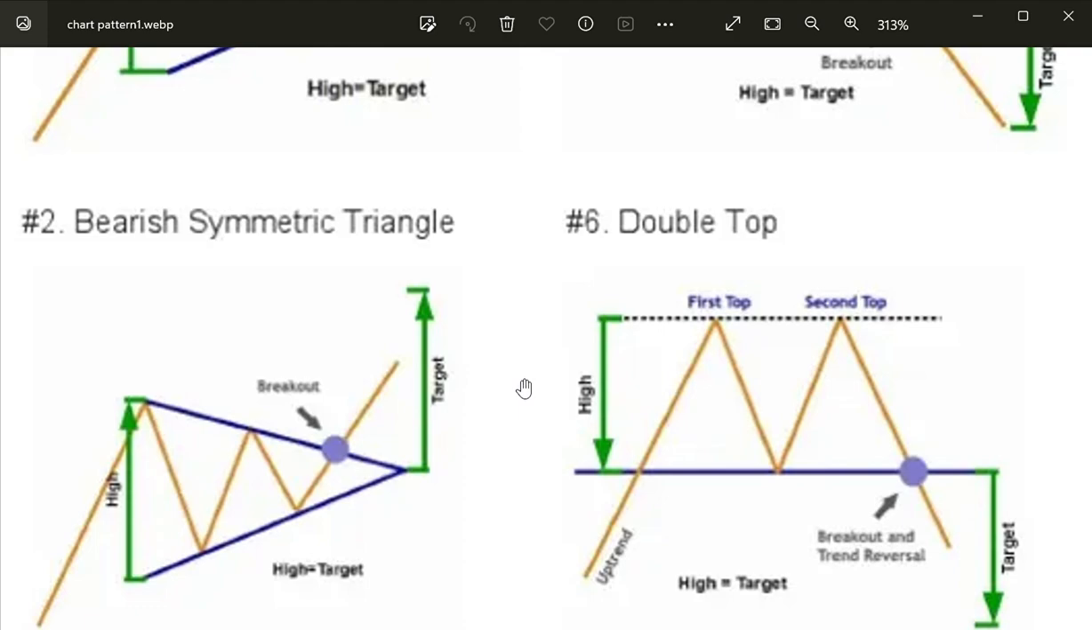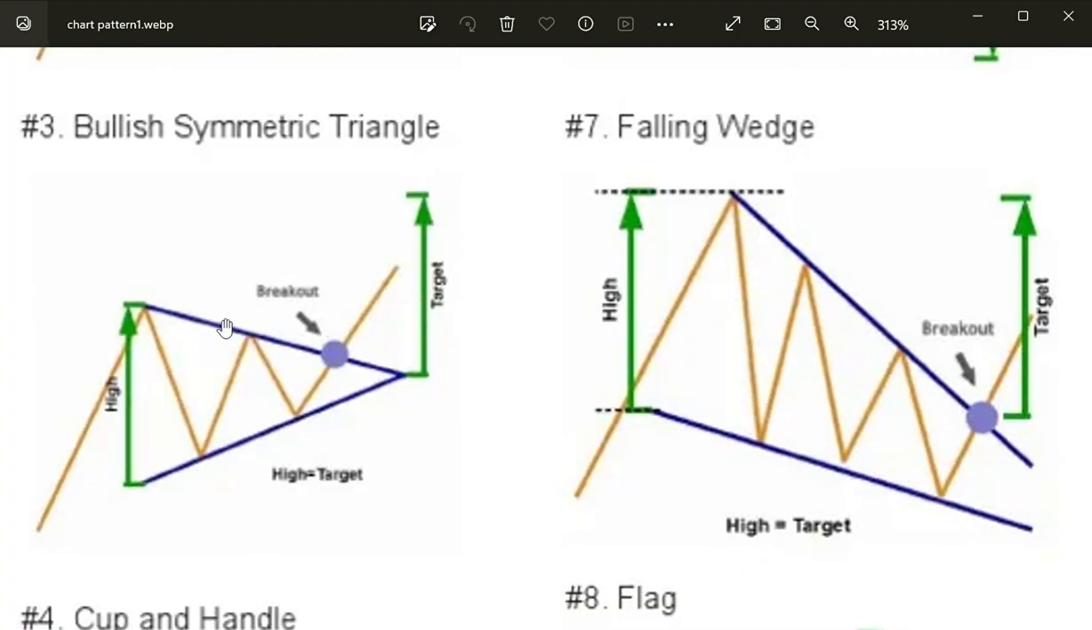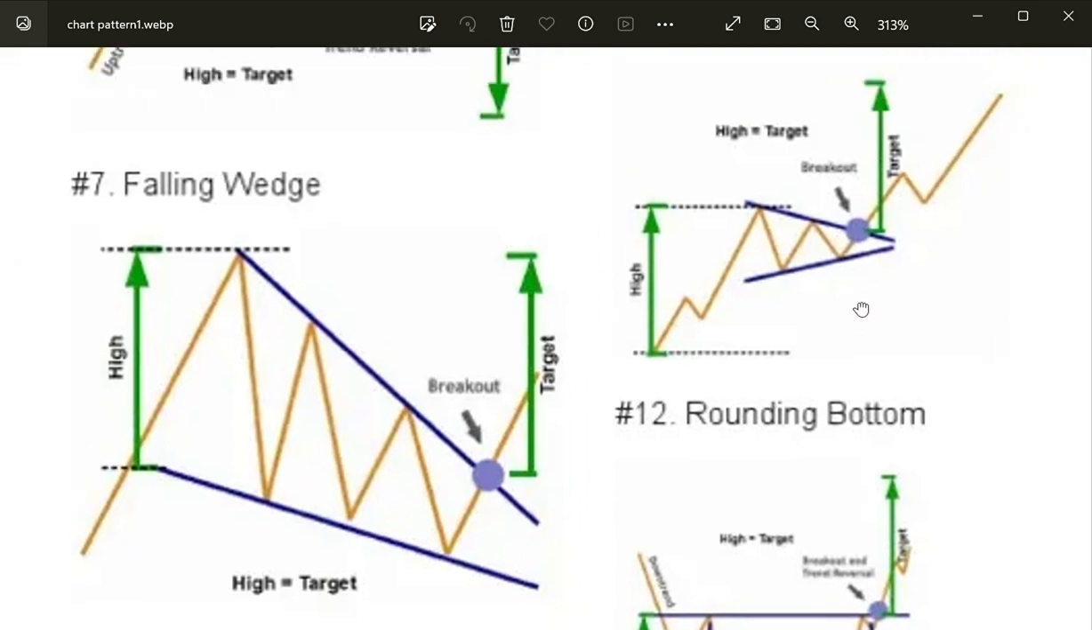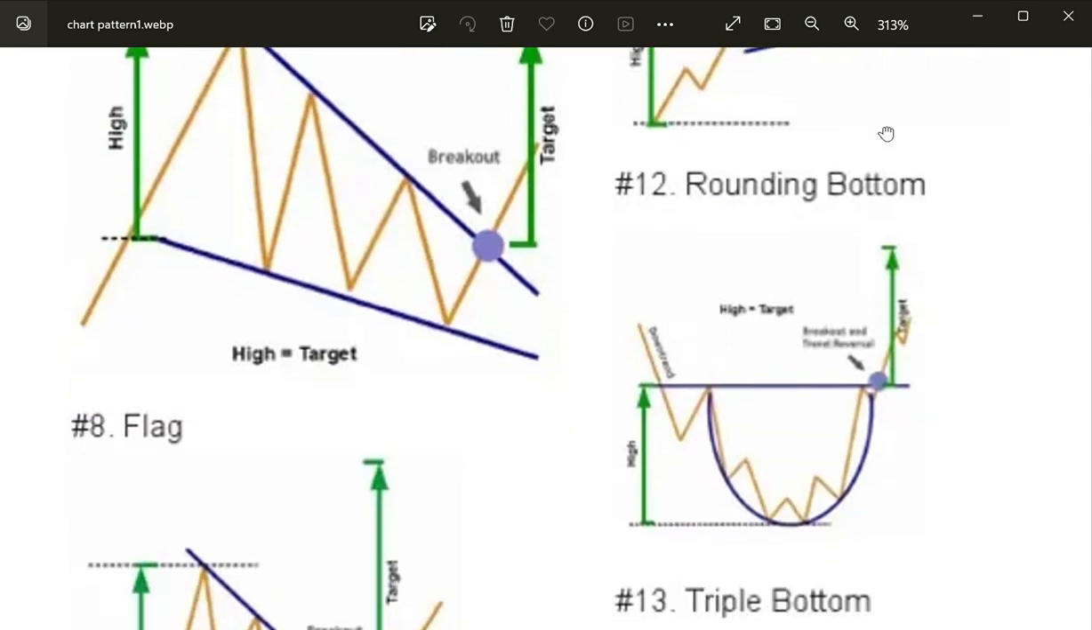Bearish symmetric triangle. It's basically forming a triangle, the price, and then it breaks out through the top. Bullish symmetric triangle, and shoots up. Falling wedge. The price is creating a wedge in here. Draw the line, and it breaks out up. Pennant chart, same thing, forming a triangle, a wedge, breaks up.